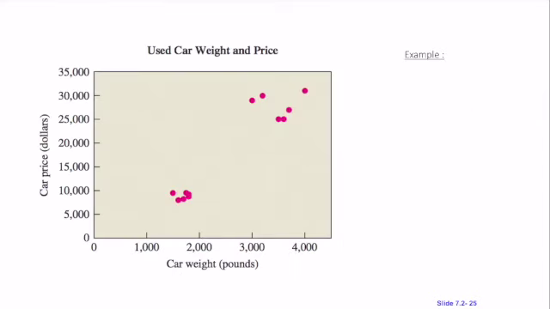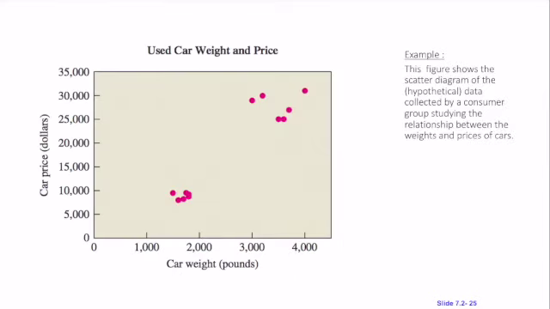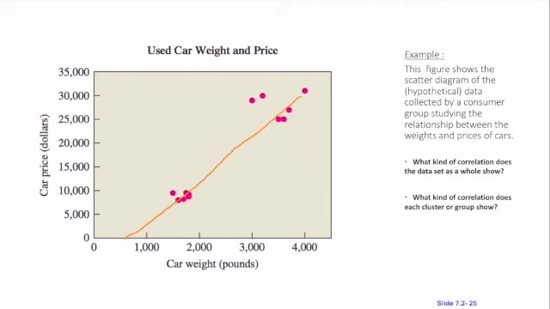All right, let's take a look. So this figure shows the scatter diagram collected by a consumer group studying the relationship between the weights of cars and their price. Okay, so cars are not typically something you buy by the pound. That would be like bananas or potatoes, right? But let's look at this. So let's look at this relationship between car weight and price. So the data set as a whole kind of shows us this positive correlation, right? But that doesn't seem to make any sense, right? We wouldn't pay for our car by the pound.